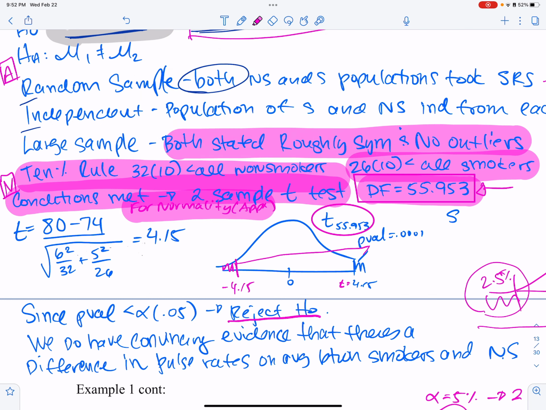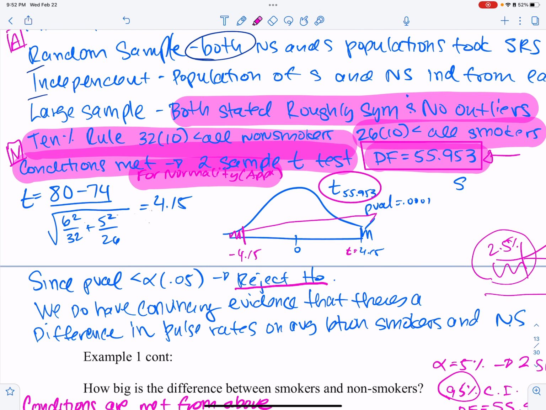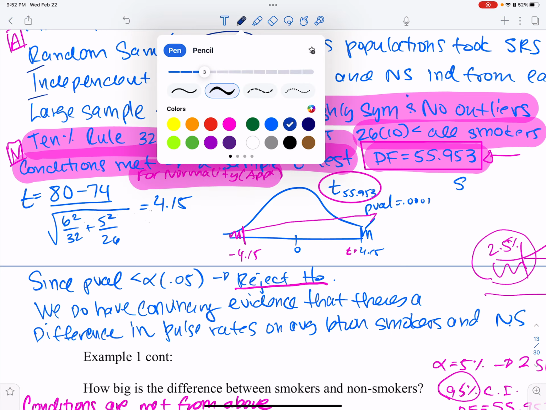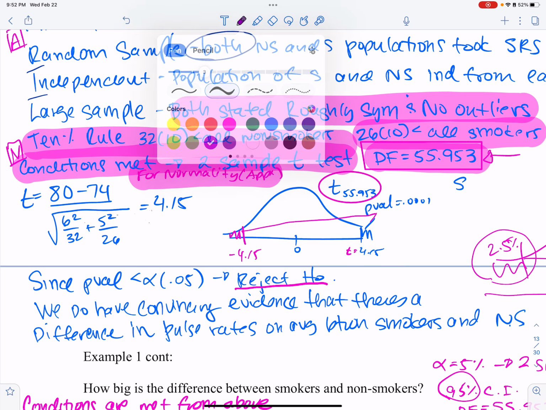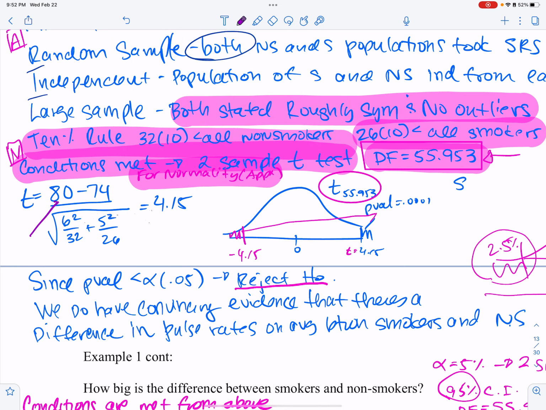All right. So now I do my T procedures. This is my X bar 1. This is my X bar 2. And then this, of course, is S1. This is N1. This is S2. And this is N2. And this formula is just exactly what I just showed you from the formula chart. Don't put the mu symbols, use the numbers.